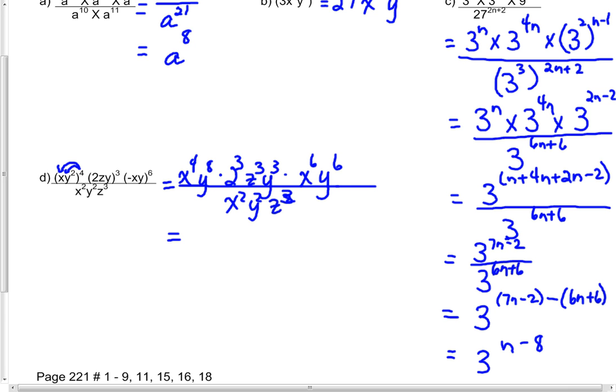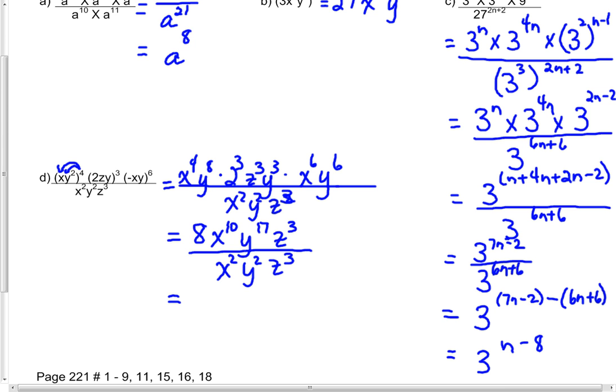Going to tidy up the top for a second. I have x's, I have y's, and I have z's. And so I can use the rules of powers on things that have the same base. So I've got a number 8. I have x to the 4th, x to the 6th, and since it's multiplication, I can add those exponents, x to the 10. I've got 3 piles of y's, and when I multiply, I can add exponents. So I've got 8 and 3 and 6, 17. And I only have 1 pile of z, so I have z cubed over x squared, y squared, z cubed.